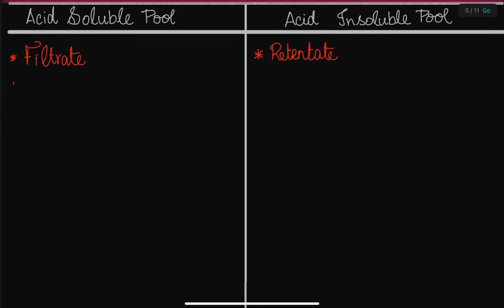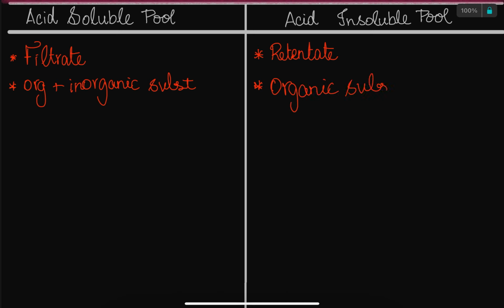The acid soluble pool has thousands of organic substances plus a few inorganic substances. This one contains organic substances only. These particles are small and simple. Here the particles are large and complex.